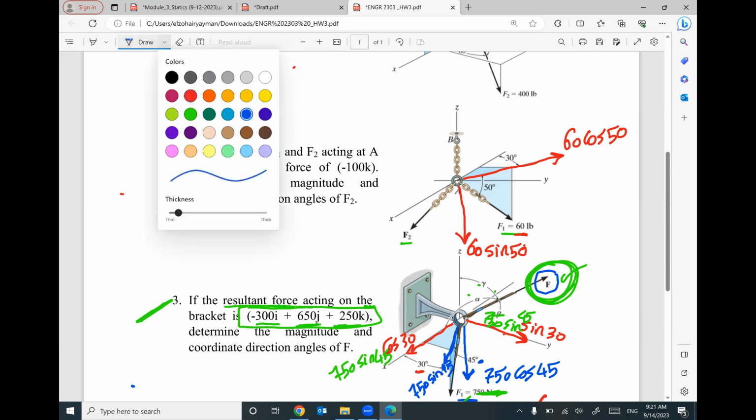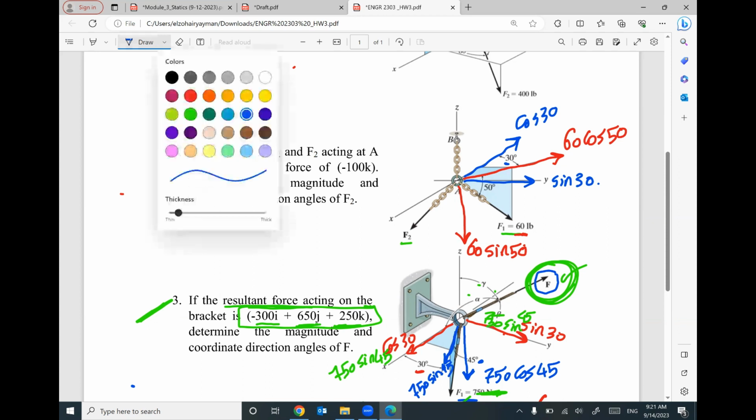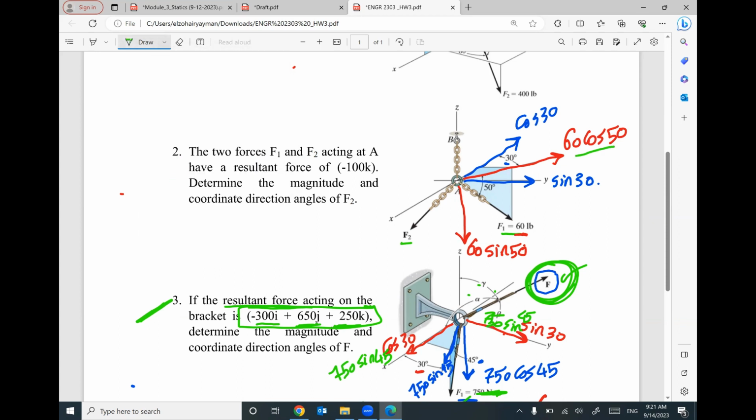Then I will break the projection line component between X and Y. The angle between the two blue lines is 30. So this one will be cosine 30, and this one will be sine 30. Which value am I going to break? I'm going to break the value of the projection line, which is 60 cosine 50. So from this step, I can break F1 into 3 components: F1 in X, F1 in Y, F1 in Z.